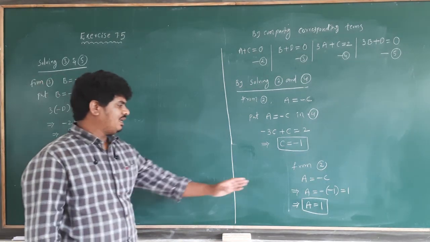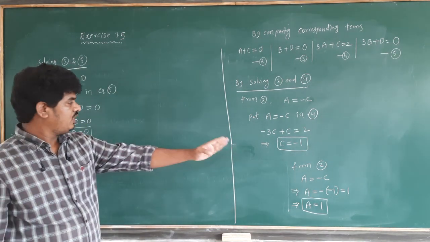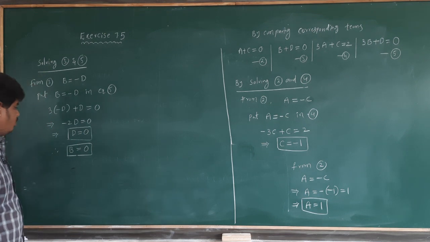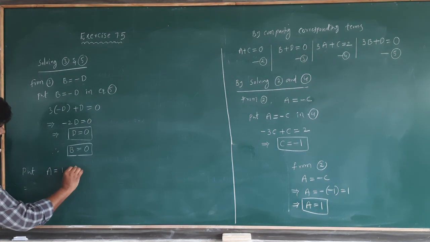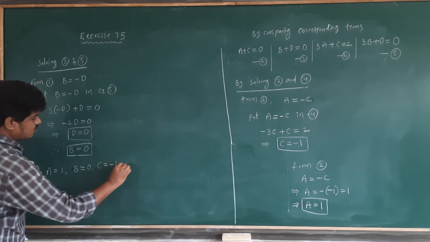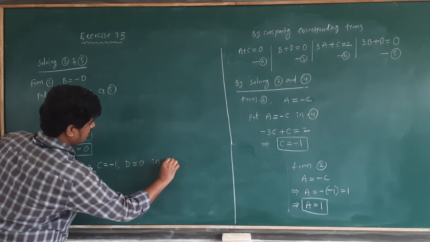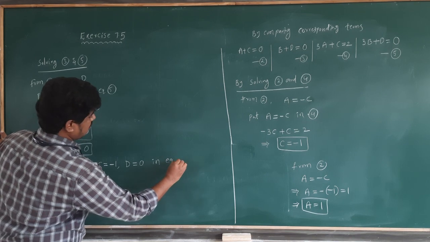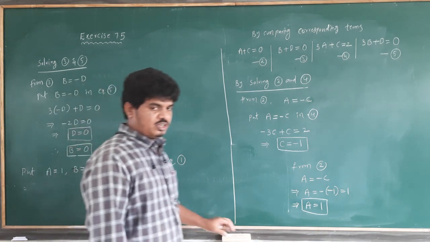Finally, the value of a is 1, b is 0, c is minus 1 and d is 0. Put a equals 1, b equals 0, c equals minus 1, d equals 0 in equation 1. Okay, what is the equation 1?